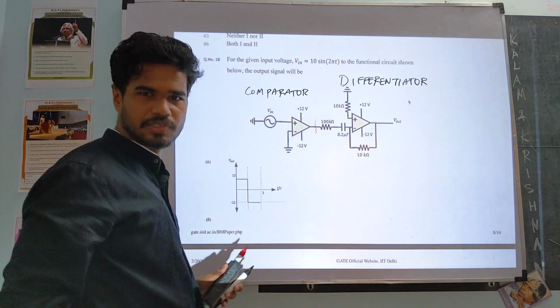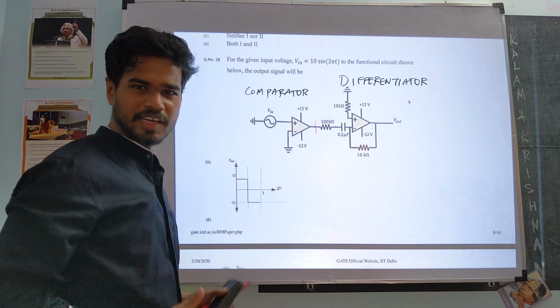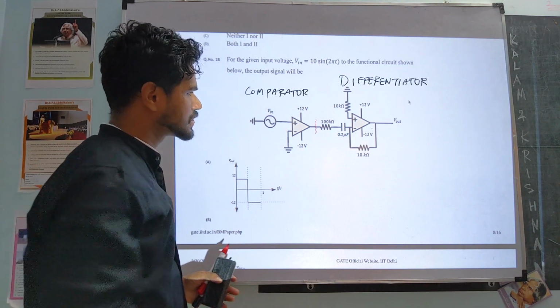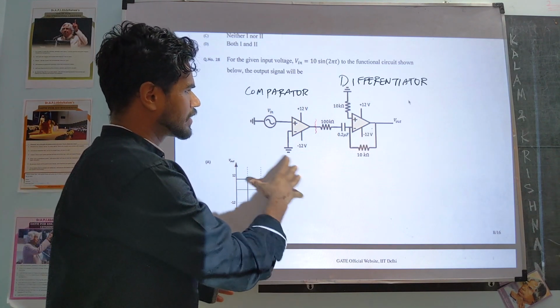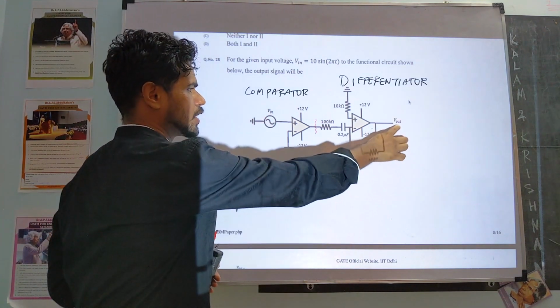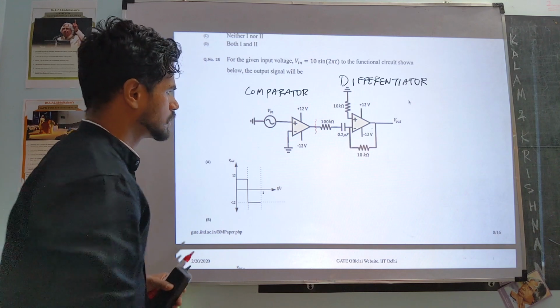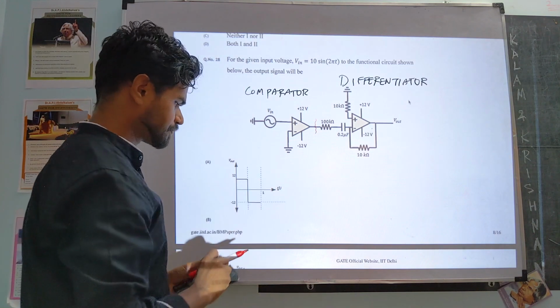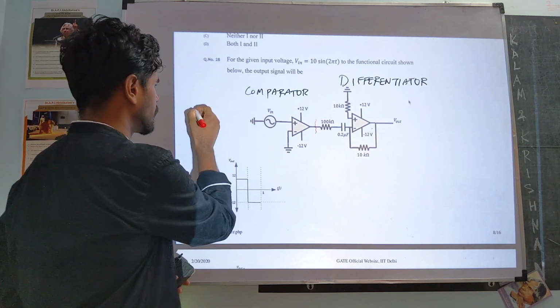Okay, so this is a very simple problem. The key idea or strategy is to identify different functionalities of the circuit. So given a Vin here, what will be the Vout based on these two functionalities? So what is Vin? Let's try to draw what Vin is over here.